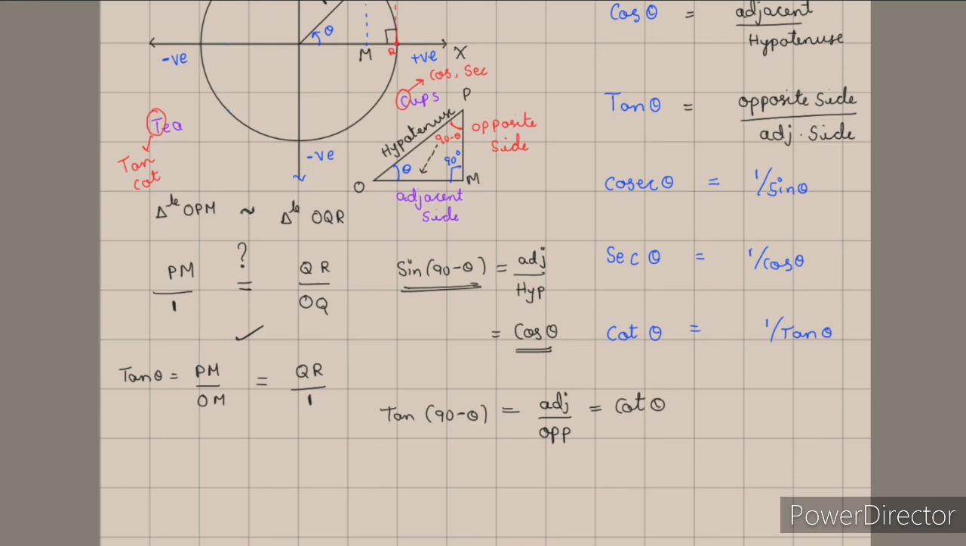Sin 90 minus theta is cos theta. Similarly, cos 90 minus theta will be sin theta, and cot 90 minus theta will be tan theta.